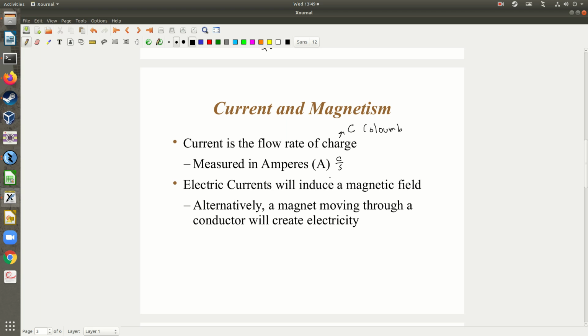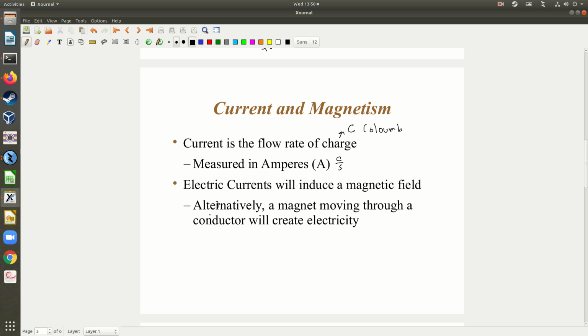And we did that when we dealt with amperes and voltage with the power supplies, albeit virtual power supplies. Finally, electrical currents will induce a magnetic field. And alternatively, a magnet moving through a conductor will create electricity. So anytime you have moving electrical currents, it will create a magnetic field. And then if you move a magnet through a conductor, you will have electricity.